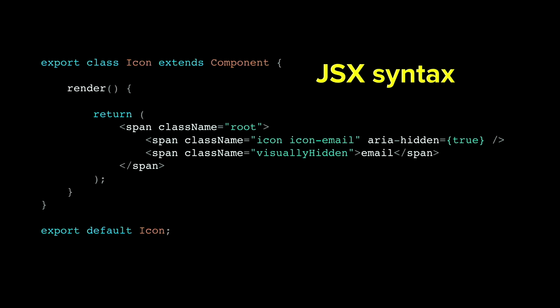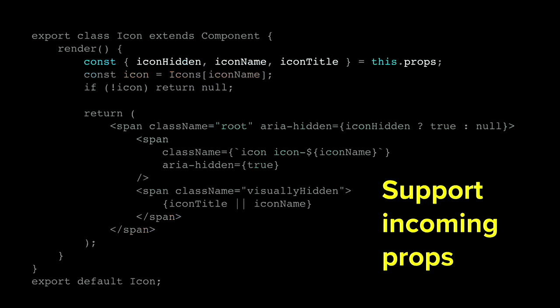So let's take this component and make it more flexible. We want to support some incoming props. That projects better up there. My grays are not very grayed out.